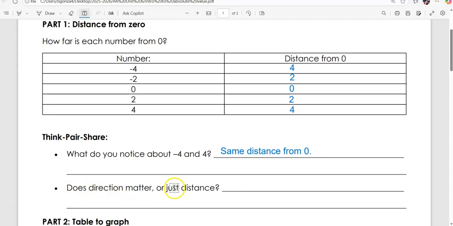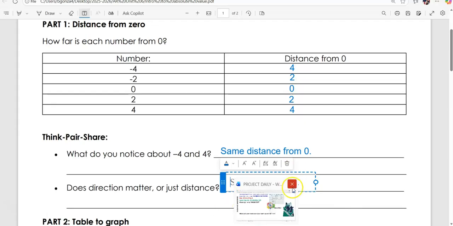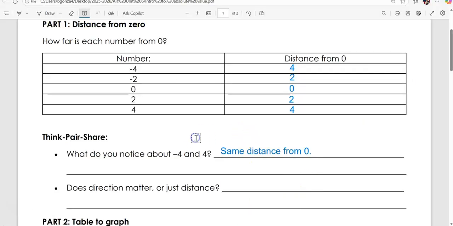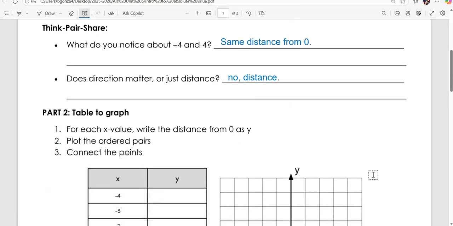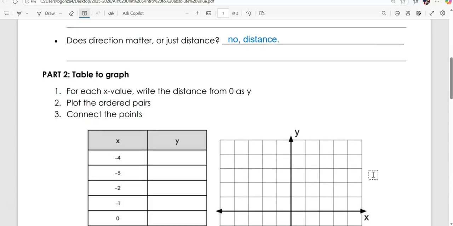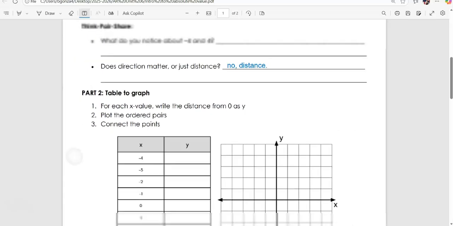Okay. Does direction matter or just distance? No, distance. Okay. So all we care about is the distance, not the direction, not the negative. Okay. So we're going to put each of those x values on a table.